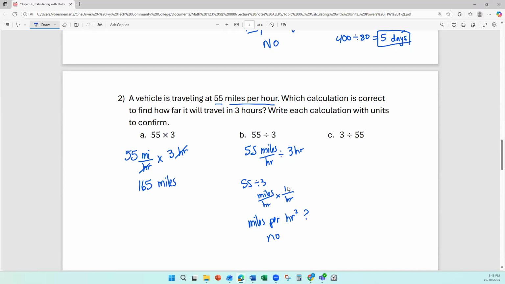Then 3 divided by 55 would be 3 hours divided by 55 miles per hour. So the unit on that would be hours divided by miles per hour, which would be hours times hour per mile. So again, this would be square hours per mile. Also no good.